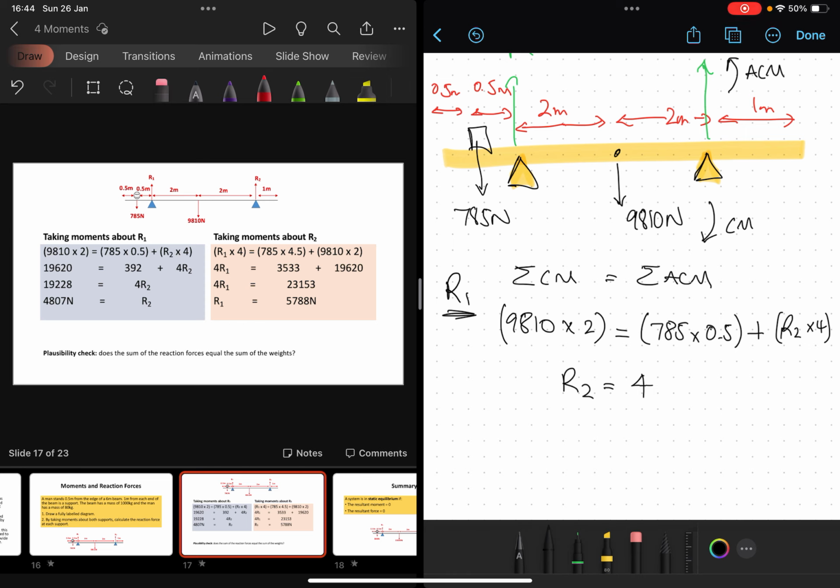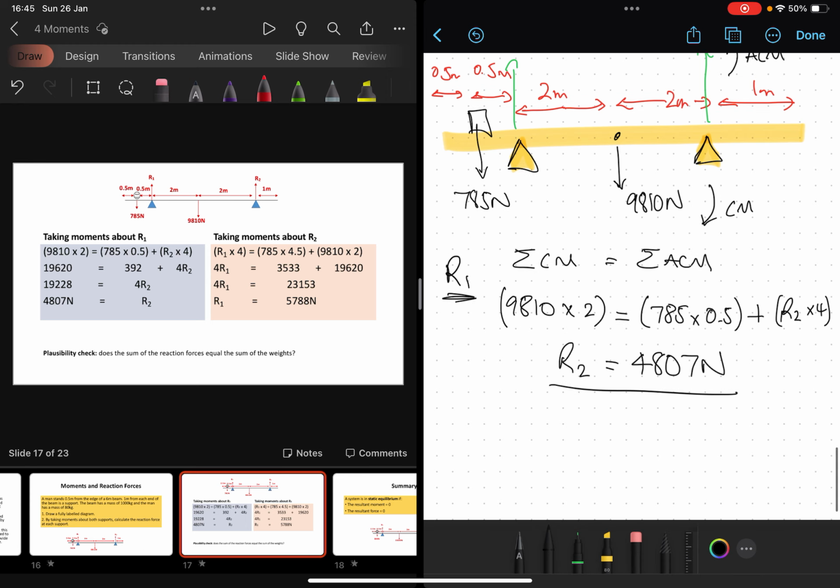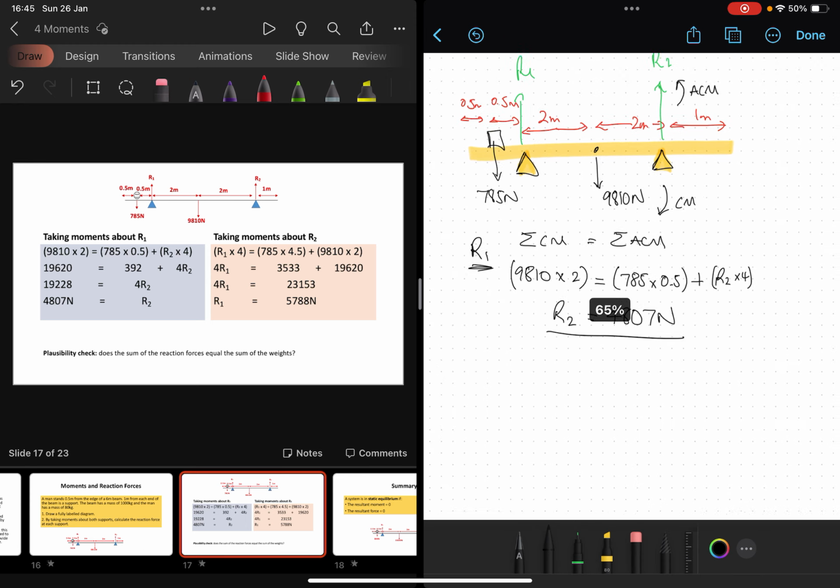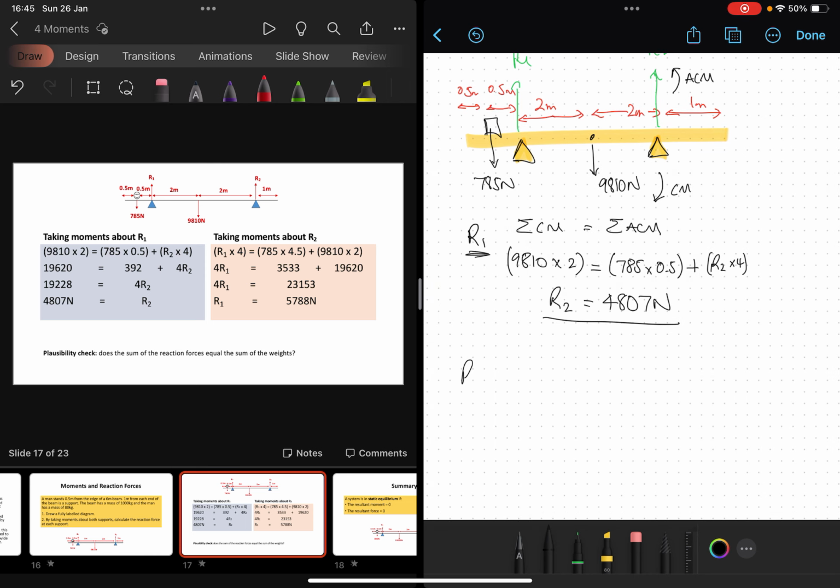R2, here we go, is 4,807 newtons. So by taking the moments about the first pivot, we get to work out the reaction force at the second pivot. What we're now going to do is the same again, and this time from the perspective of R2.